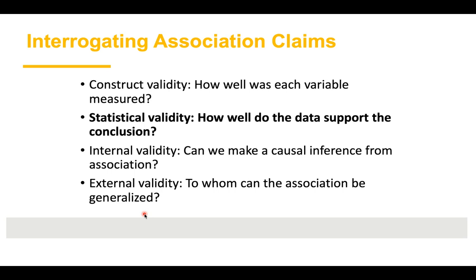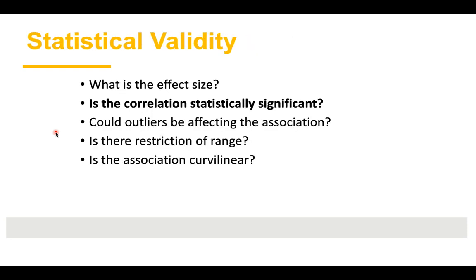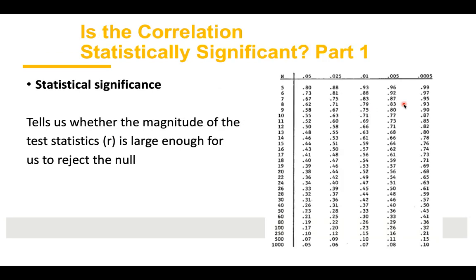But for right now, to finish this lecture, we are going to discuss statistical validity, or how can we tell how well the data support our conclusions. So we already just went over how do we tell that a correlation is statistically significant. We use this R table to give us our critical value, and then we judge whether our observed R is large enough, is larger than the critical value, or is more extreme than the critical value.